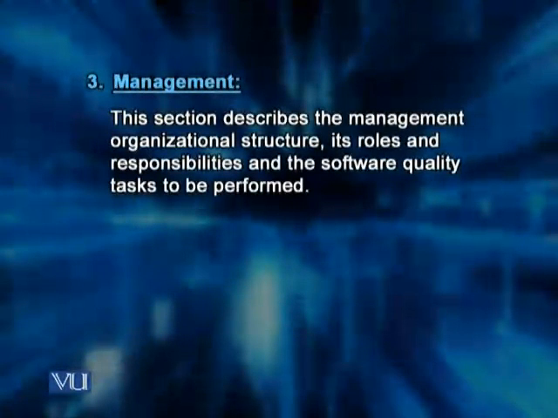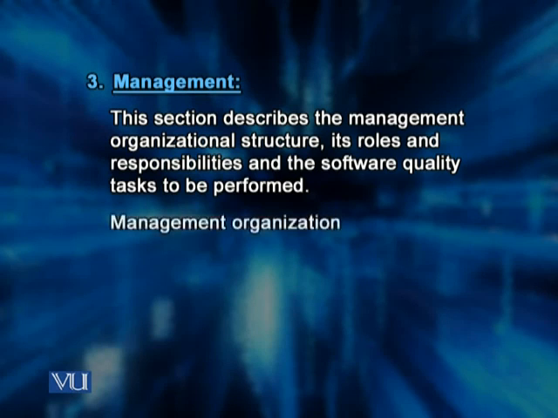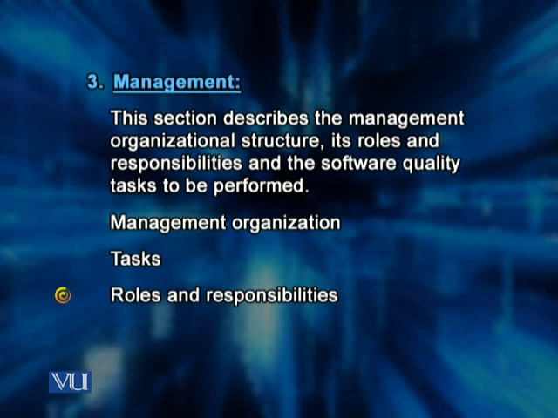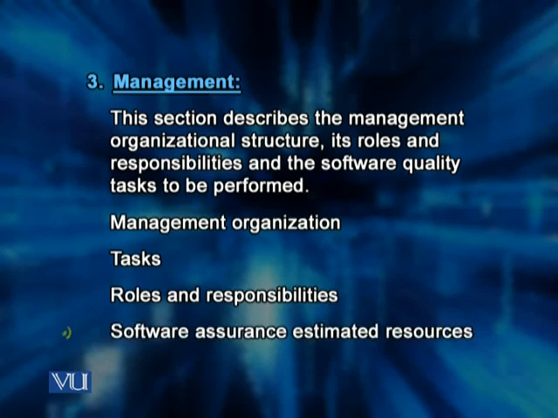This section describes the management organizational structure, its roles and responsibilities, and the software quality tasks to be performed. It can have four subsections. Number 1 is titled Management Organization. Number 2 is Tasks. Number 3 is Roles and Responsibilities. And fourth is Software Assurance Estimated Resources. Now we will talk about each one of these subsections within the management section.